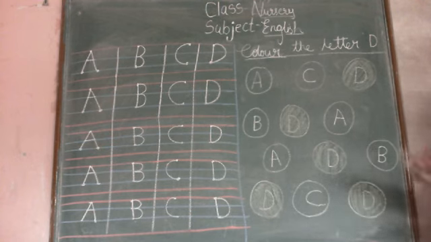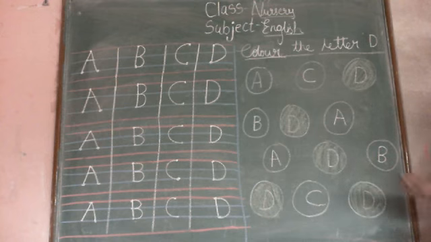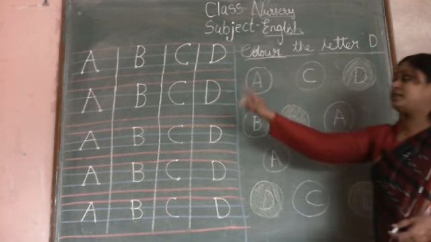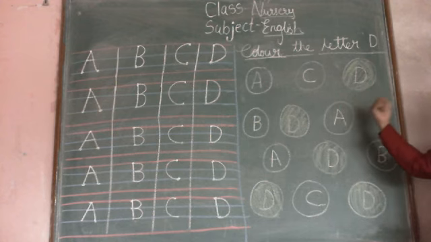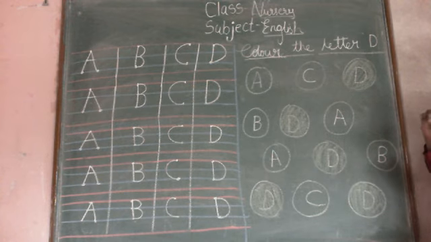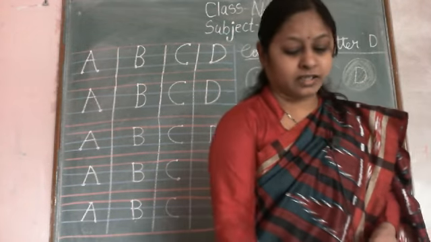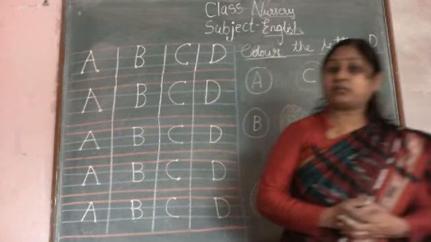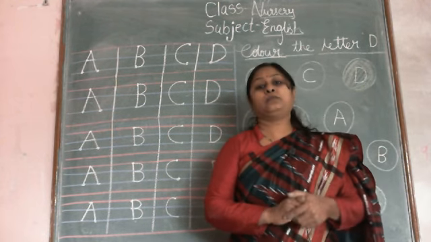Okay. So this is your today's work. You have to do this in your notebook. You have to write in sequence A, B, C, D, and you have to identify the letter D and color it. Color with crayons only. Do not use any other color. So this is your work today. You have to complete this work in your notebook.